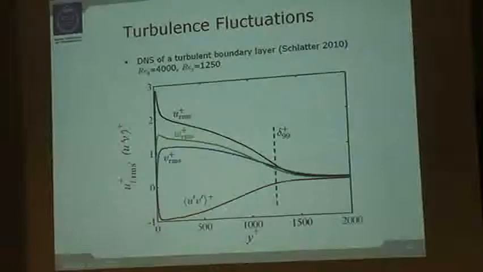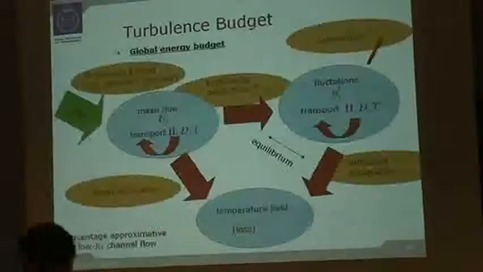Actually, it will turn out that when we increase the Reynolds number, the maximum value here of the uv cross stresses will more and more approximate the value of 1.